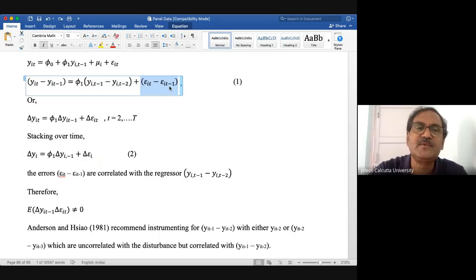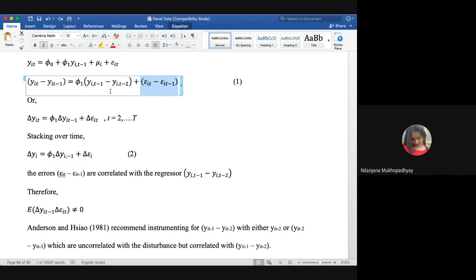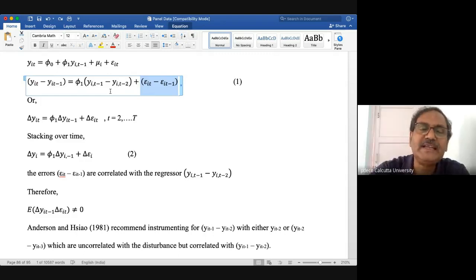What could such a possible variable be? One possible variable may be yit minus 2. Why? Because yit minus 2 is not correlated to the error term, but yit minus 2 is correlated with the regressor, this part. Is it clear?